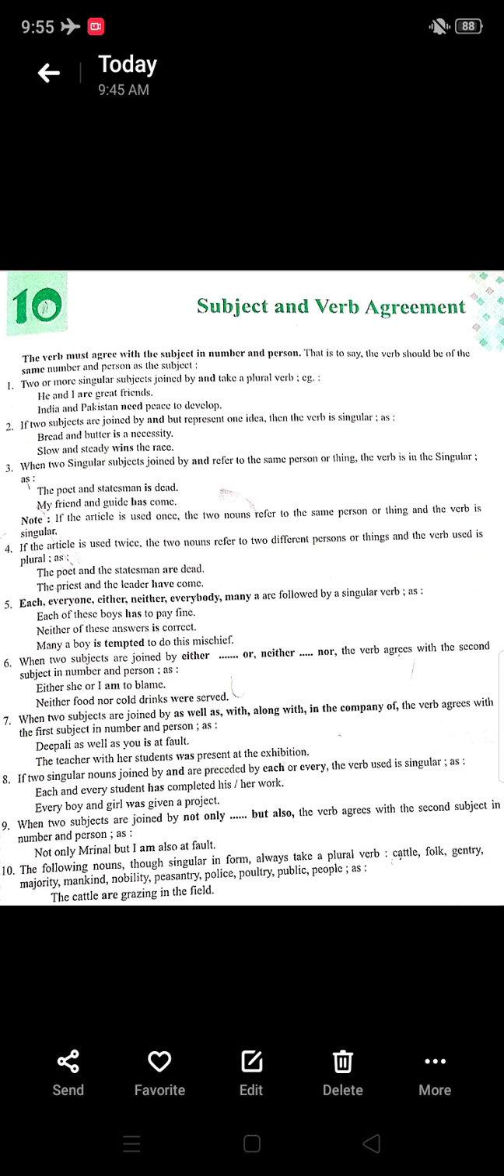Tenth rule is the following nouns, though singular in form, always take a plural verb. Here some nouns are given, which are singular in form. We are using them in singular form, but they take the plural verb. Here you could see cattle, folk, gentry, majority, mankind, nobility, peasantry, police, poultry, public, people. The cattle here is our singular noun, which is in singular form, but it carries a plural verb, that is are. Hope it is clear to you.